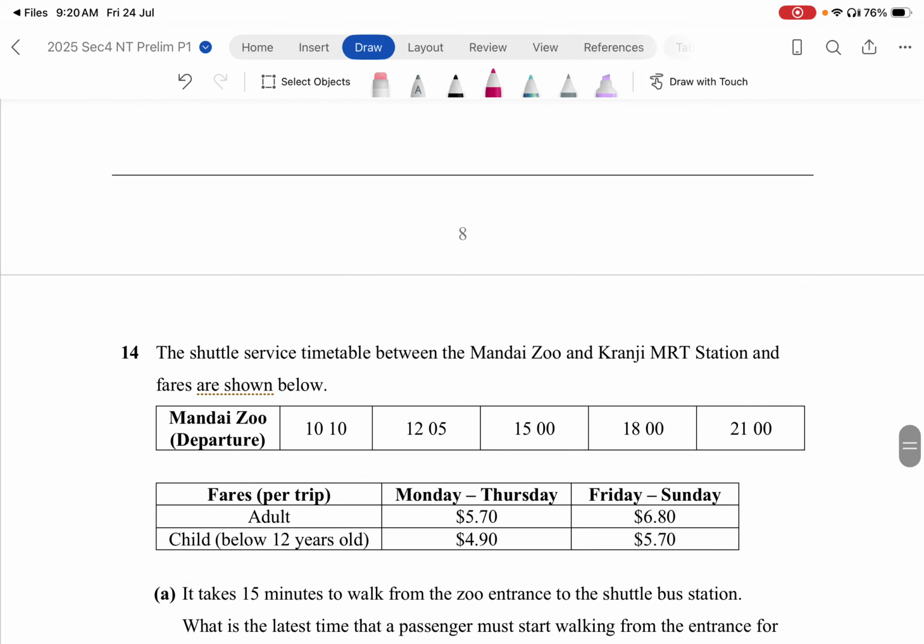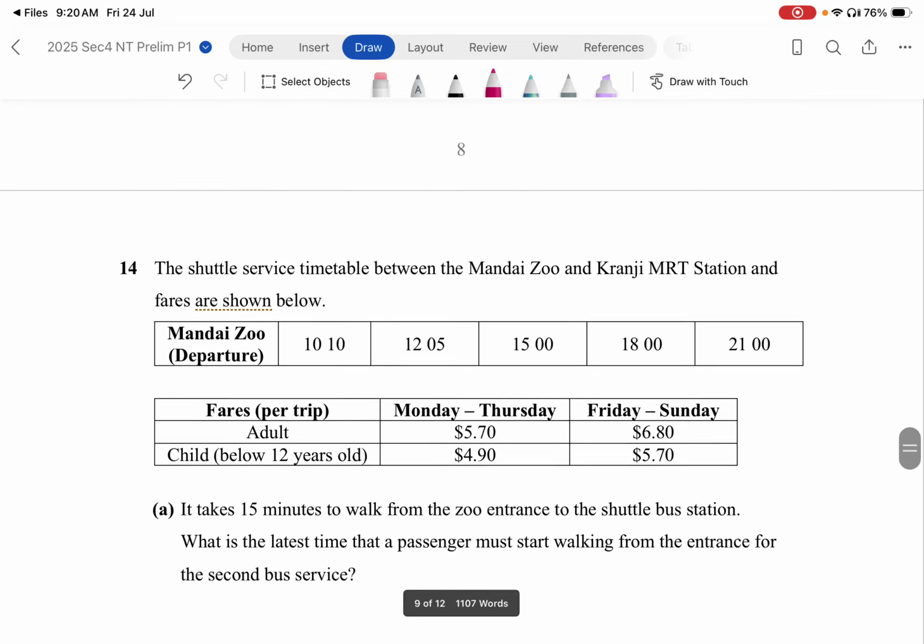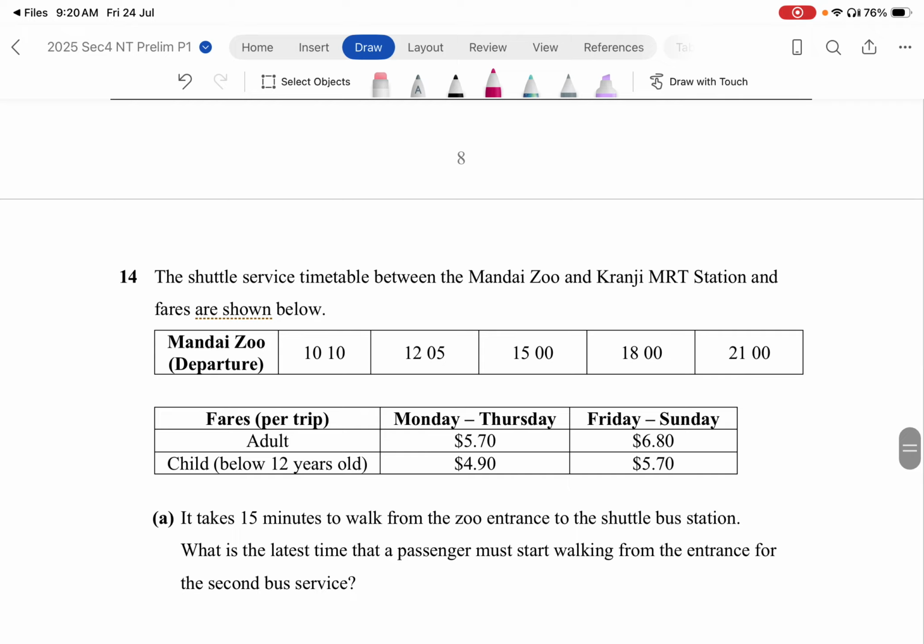Okay, for this. The next one, the Mandai Zoo question. Some more people can get it correct. This is pretty good.